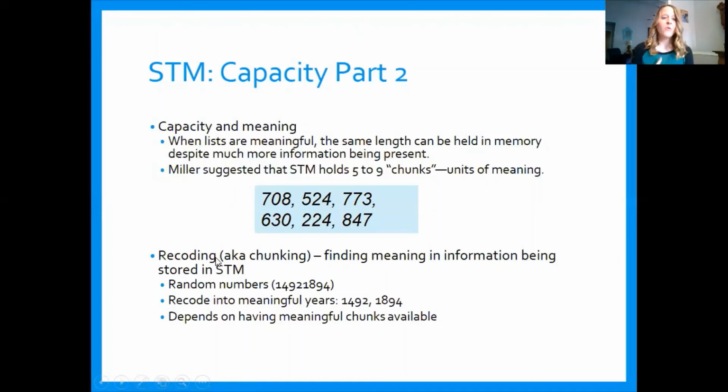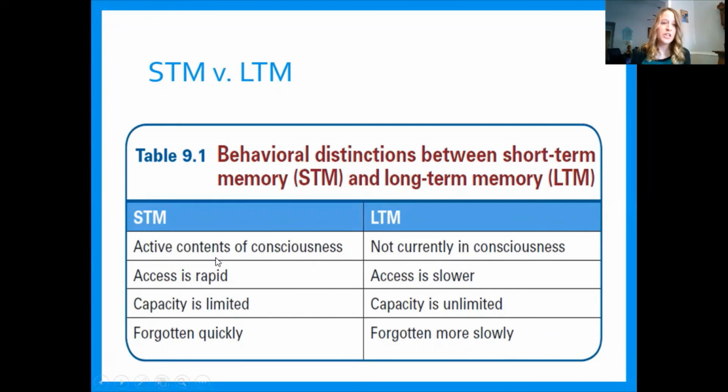So I could think 1, 4, 9, 2, or I could think 1492, right, as a meaningful date. And now I'm taking these 4 digits and repackage them into one. Between short-term and long-term memory.